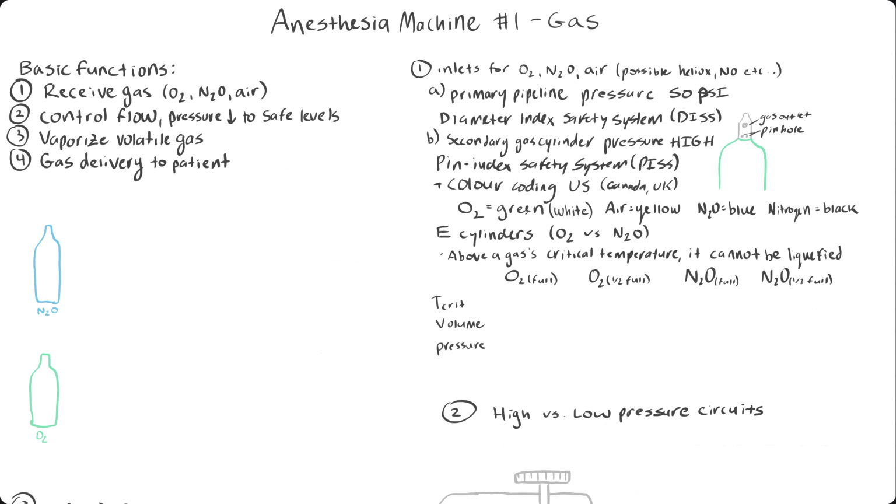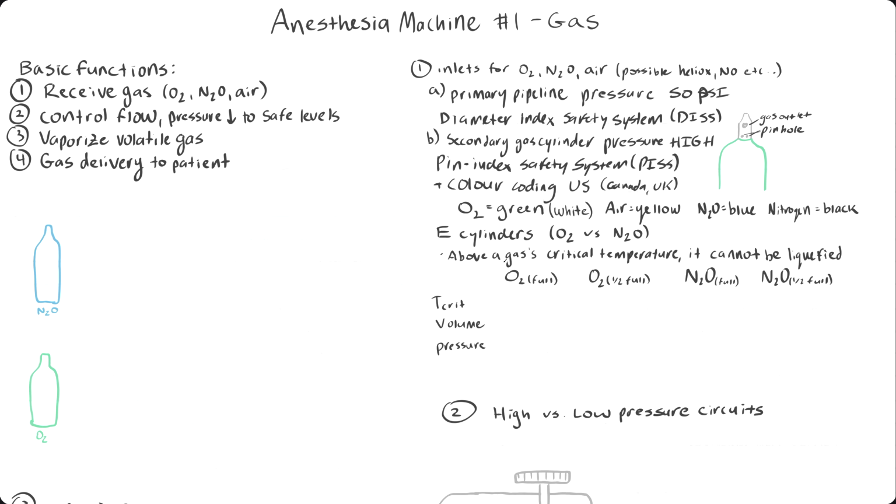We should talk a bit about the E-cylinders because it's useful for you to understand the pressure in these cylinders and sort of how long they'll last for a patient, and there are important differences between the O2 and nitrous cylinders, which we'll talk about. One very important difference between these tanks is the gas versus liquid status of them, and that's because of the critical temperature of each of these gases.